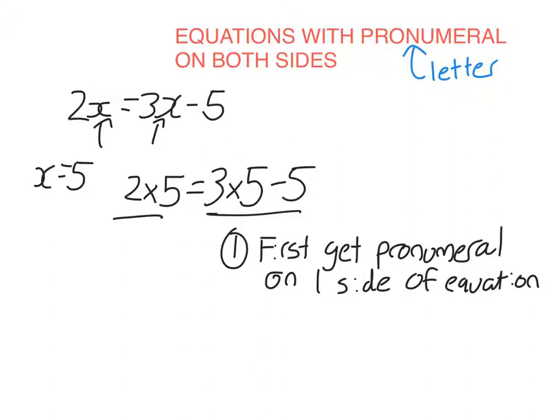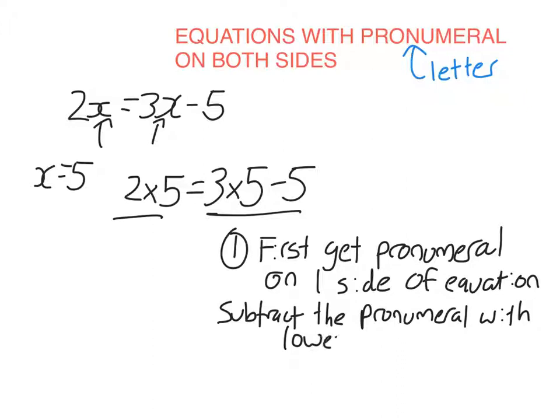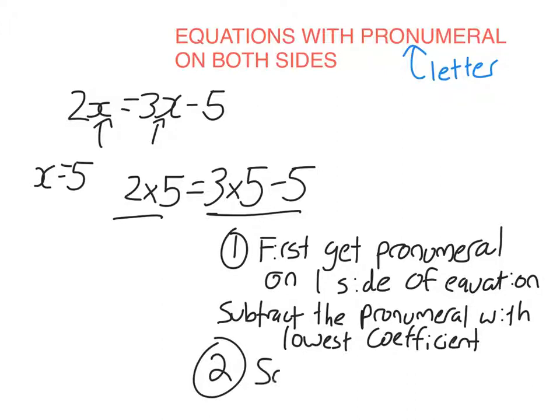That's the only way we know how to solve equations properly. So the way you normally do this is you subtract the pronumeral, and there should only be one, with the lowest coefficient. So coefficient, remember, means number in front of. Once you've done that, and x is in one spot by itself, you just solve normally. Exactly the same way we've been doing for the last few lessons. I will point out, though, that sometimes that will involve expanding brackets.